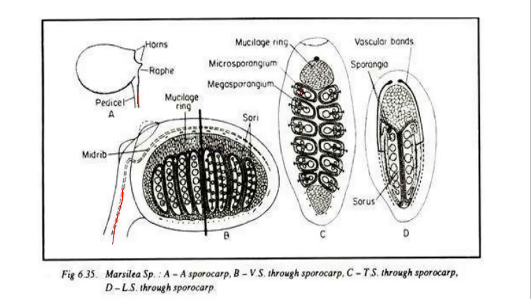Next, inside the sorus you can see the formation of a larger circle. That one is called the megasporangium. And at the base of it, you can see the microsporangium. Many microsporangia can develop and very few megasporangia. The smaller ones you can see are the microsporangia, and the larger one is the megasporangium. So this is the structure of the transverse section of the sporocarp.